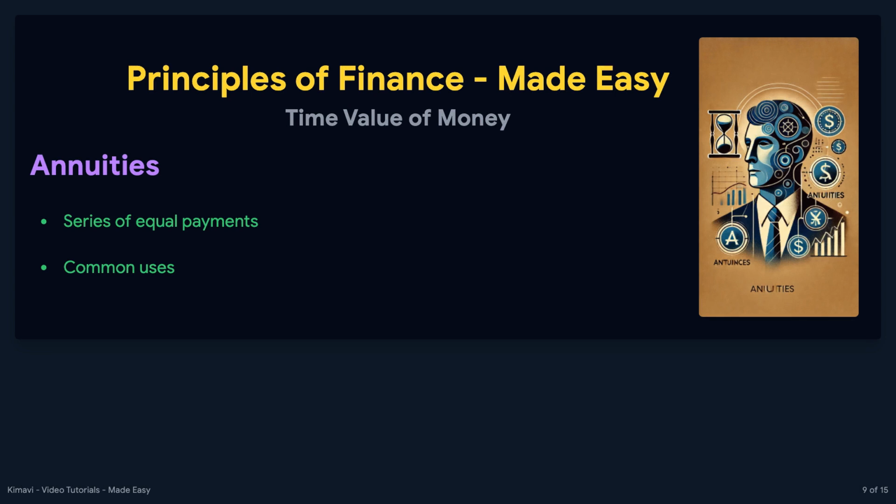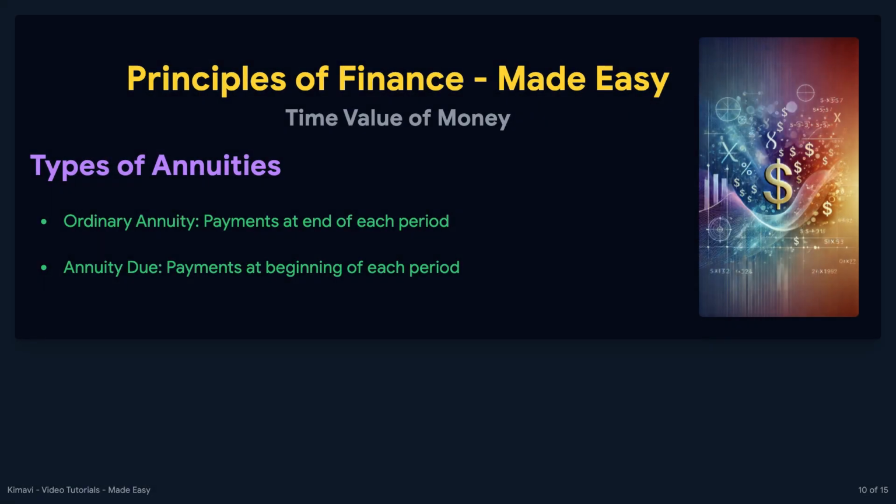An annuity is a series of equal payments made at regular intervals over a period of time. Annuities are commonly used in retirement planning, loans, and mortgages. There are two main types of annuities: an ordinary annuity, where payments are made at the end of each period, and an annuity due, where payments are made at the beginning of each period.